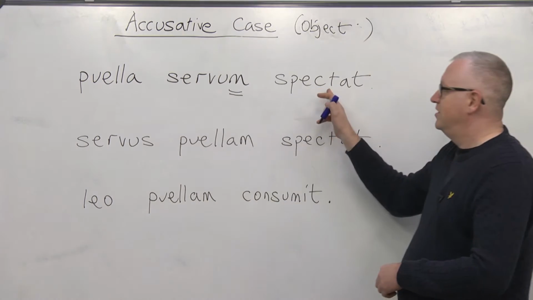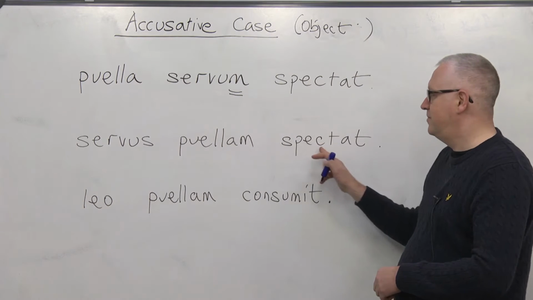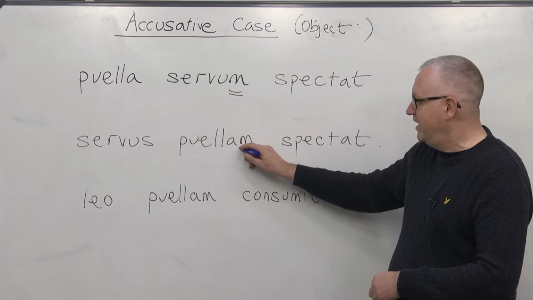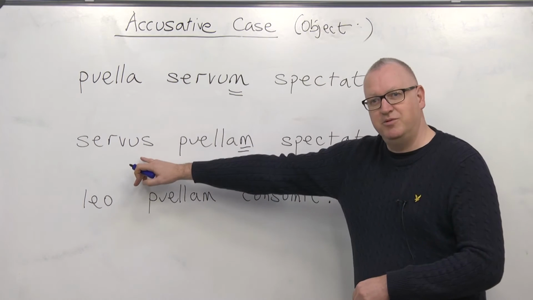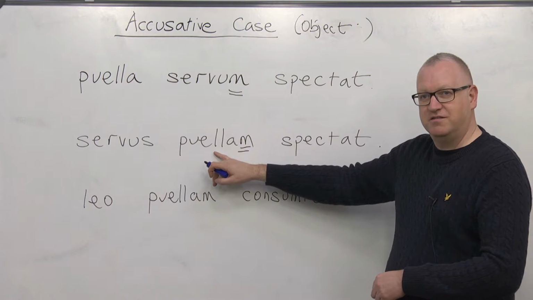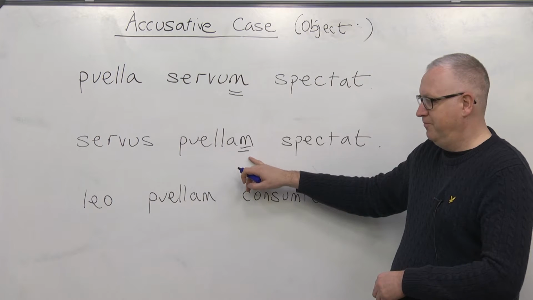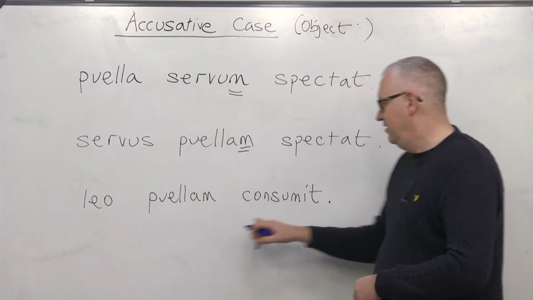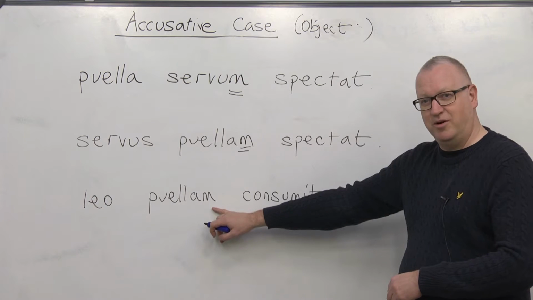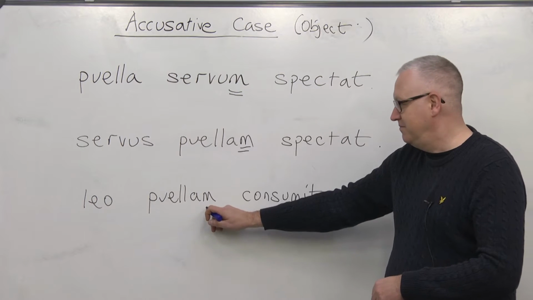In fact, in all the cases, the accusative ends in the letter M in the singular. So the girl is watching the slave. Here we have servus puellam spectat. The slave is watching the girl. Again, it ends in the letter M because the slave is doing the action, watching, and the girl is the person who is being watched. So she goes into the accusative case, which is shown by the letter M on the end. And finally, the lion eats the girl. The girl has got an M on the end because she is the accusative case. She's the person who is being eaten.